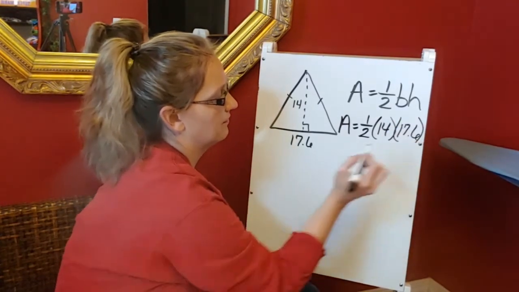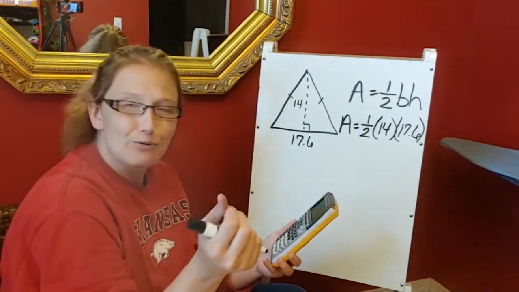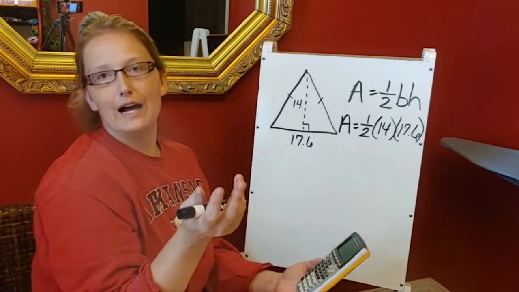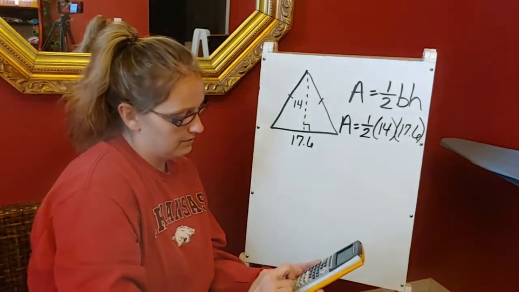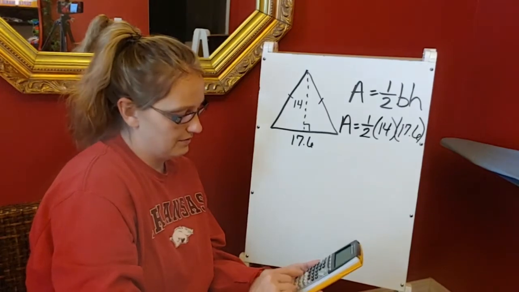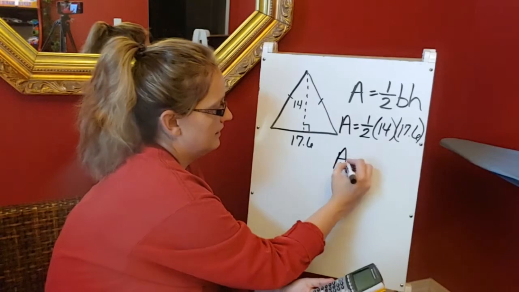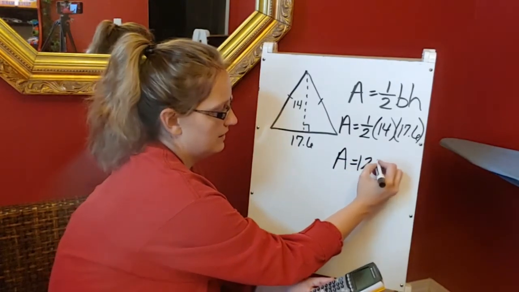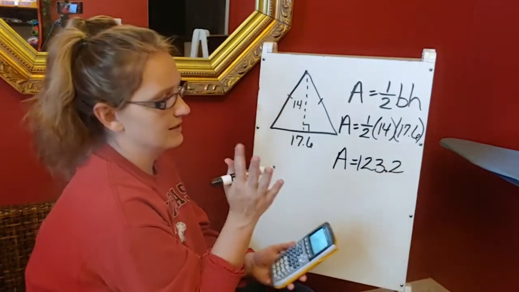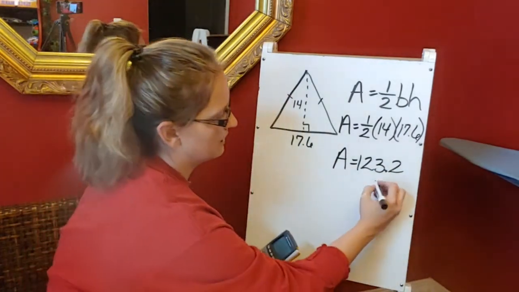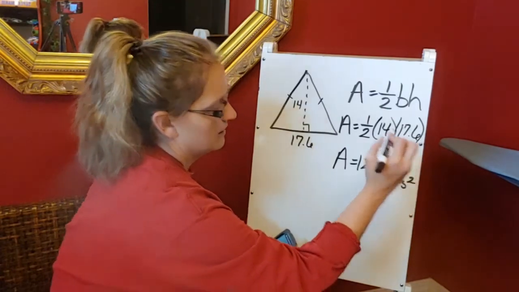There we go. And I can just type that in my calculator. If you want to, put that 1/2 as a 0.5. 0.5 times 14 times 17.6. And I get that the area of this triangle is 123.2. Now, I don't know if this is in inches or meters or yards or whatever it is, so I'm just going to put that it's in units squared.